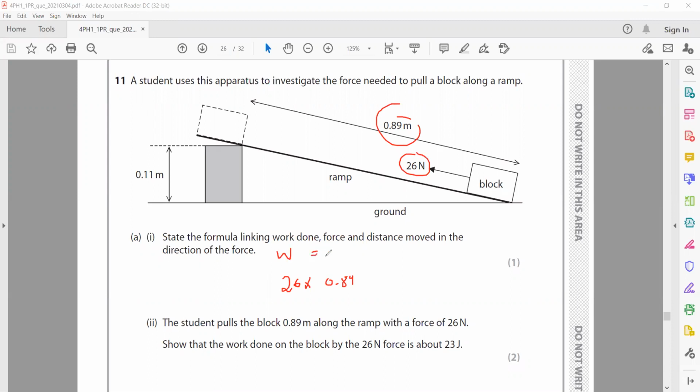Work done is equal to force times distance. So the student pulls the block. We just multiply these and we get the work done. 26 into 0.89, which comes out to 23.1 joule or newton meter.